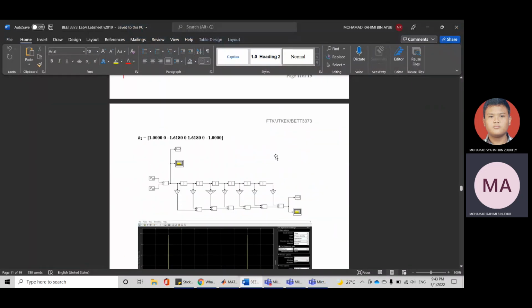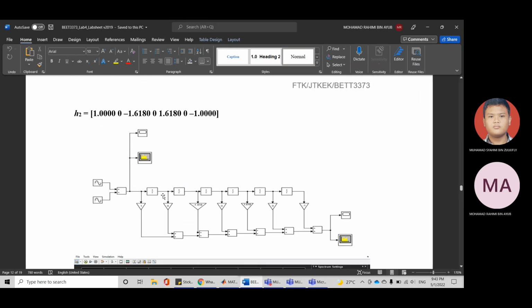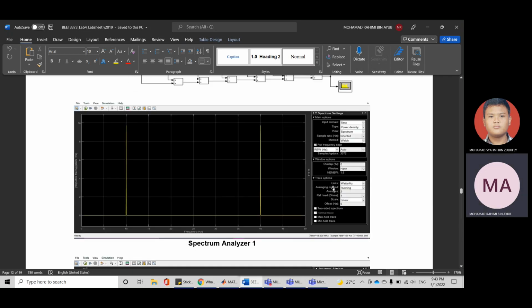Okay, for the H2, you can see here there are 7 gains, so we just need to insert the value. The first one is 1, and then 0, and negative 1.618, and then 0, and 1.618, 0, and negative 1. And the last is negative 1. We can see here it also has the same structure, but the value is different. The graph will be like this.